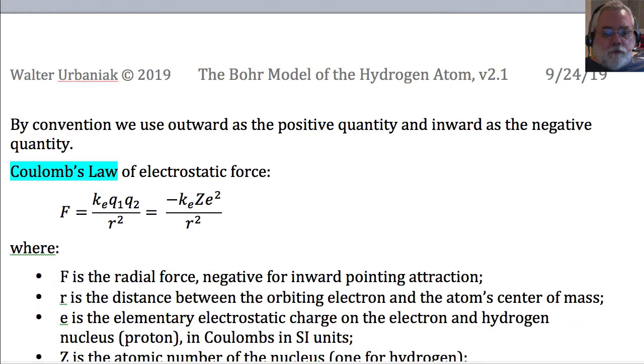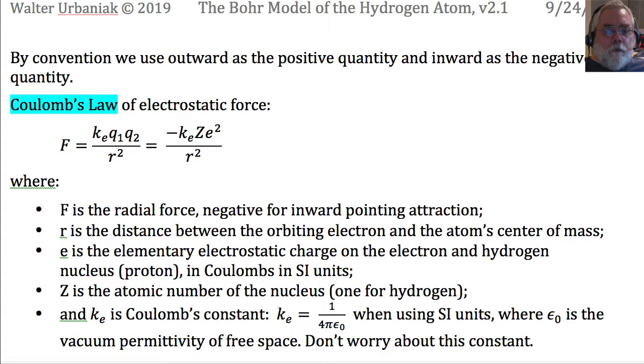Coulomb's law of electrostatic force. Force equals K sub E times Q sub 1, Q sub 2 over R squared, which equals minus K sub E times Z times E squared over R squared, where F is the radial force, negative for inward pointing attraction, R is the distance between the orbiting electron and the atom center of mass, E is the elementary electrostatic charge on the electron and hydrogen nucleus and proton in coulombs in SI units. Z is the atomic number of the nucleus, 1 for hydrogen.